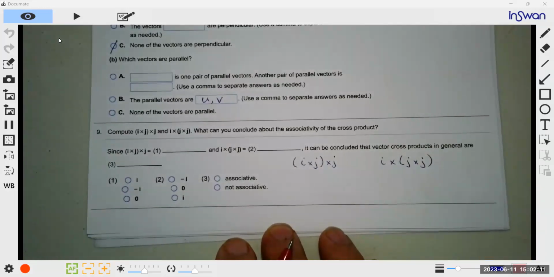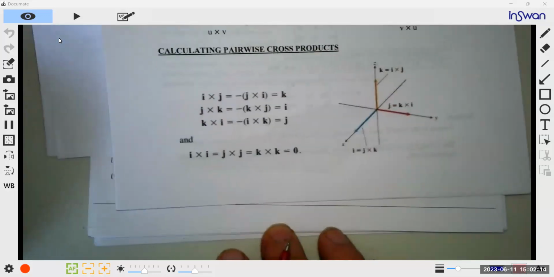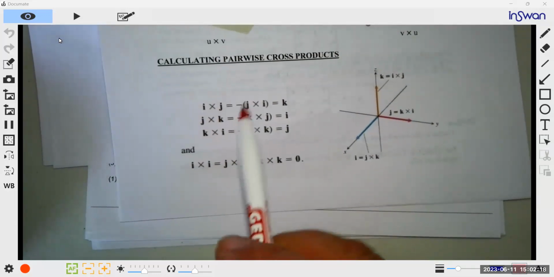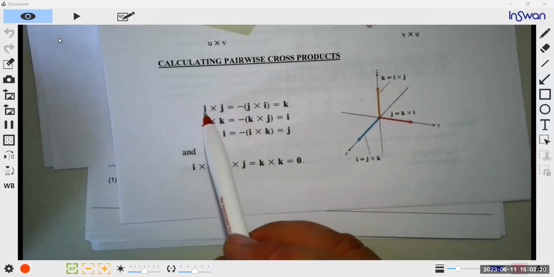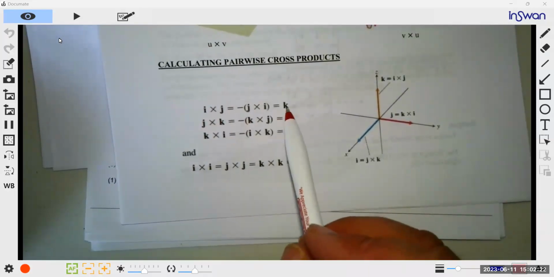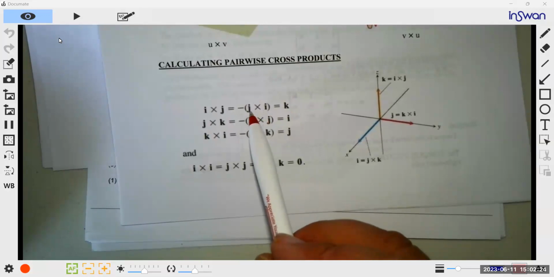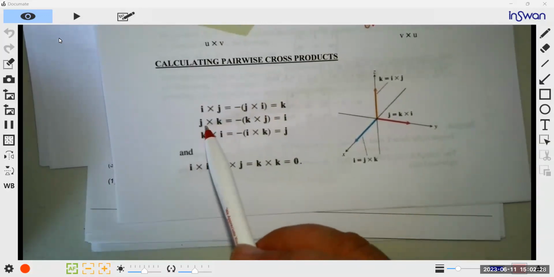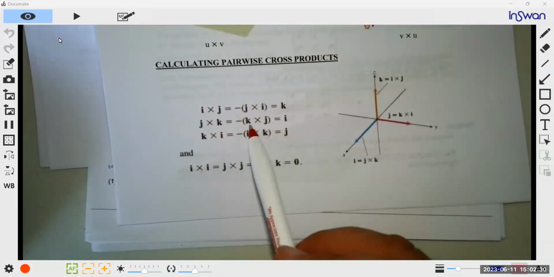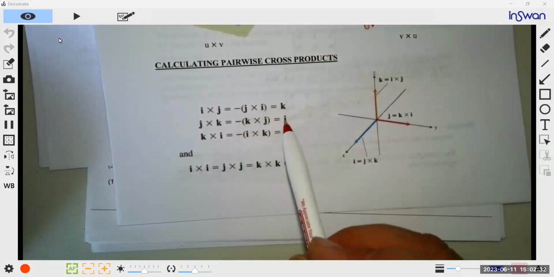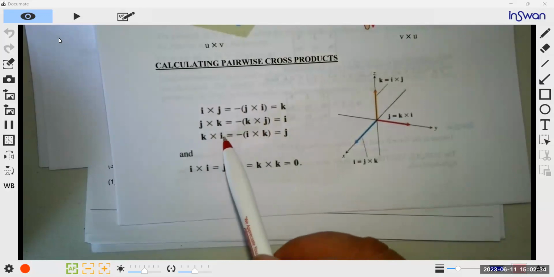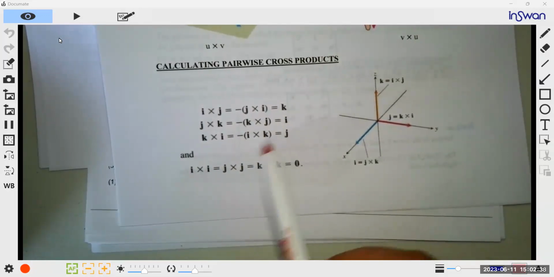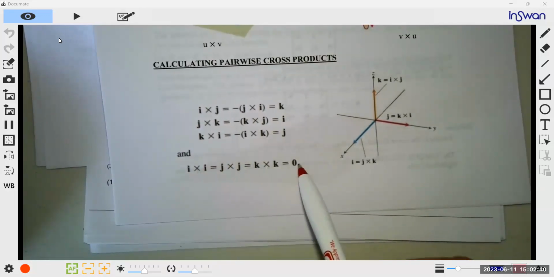In the formula sheet I sent y'all, we talked about this also. You have these pairwise cross products. i cross j is equal to k. j cross i is negative k. j cross k is i. k cross j is negative i. k cross i is j. i cross k is negative j. Any pairs like this is equal to 0.